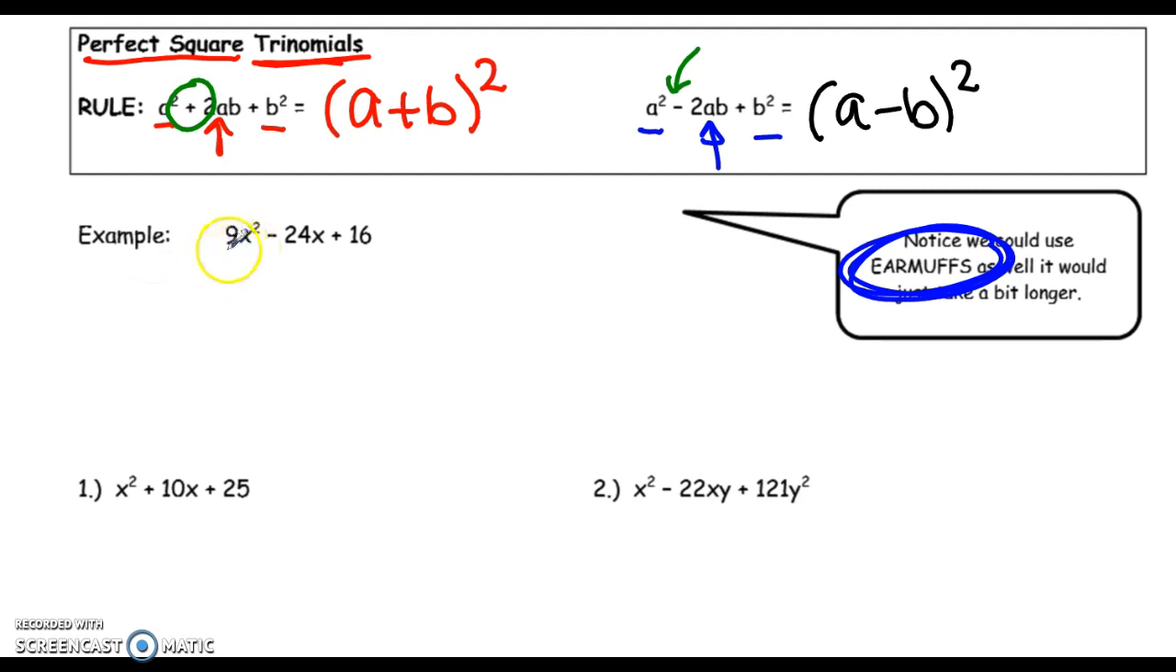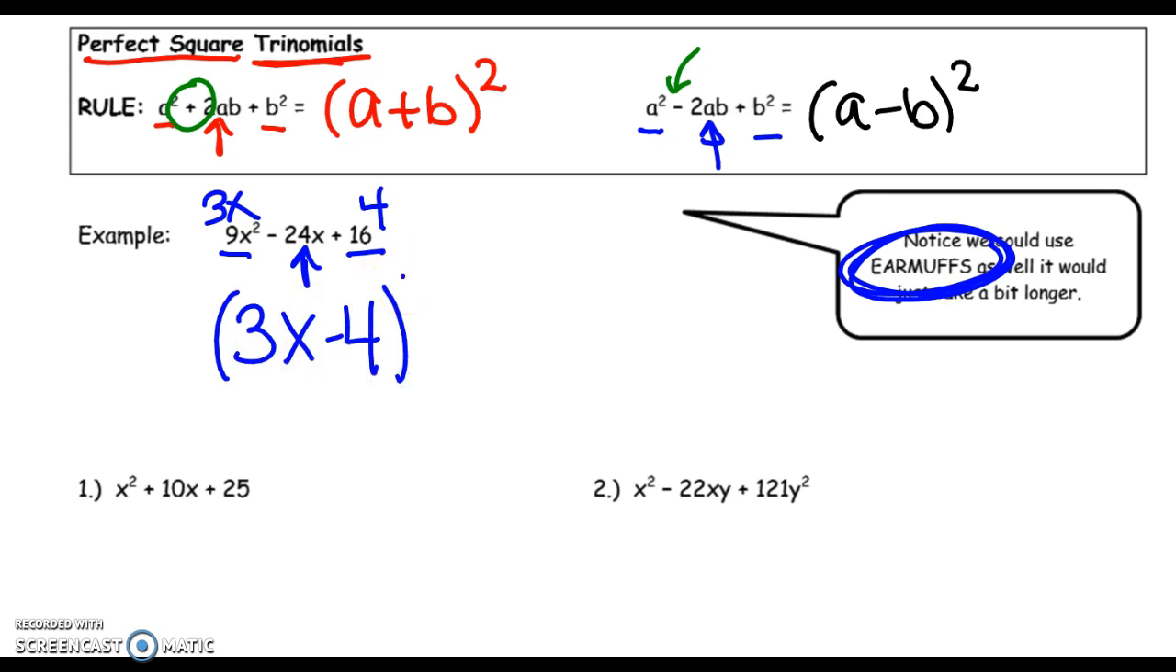So notice in this example, perfect square, the square root of 9x squared is 3x. The square root of 16 is 4. So this middle term, if you think about the product of 3x and 4, is 12x. This middle guy is twice that product. 2 times 12x would be 24x. So if you actually have this scenario, then I can call this 3x minus 4 quantity squared.